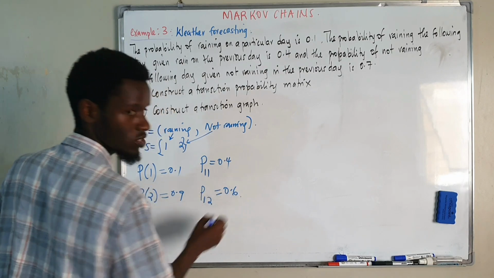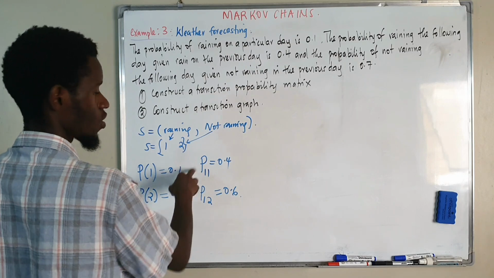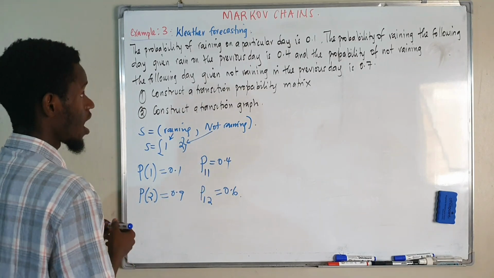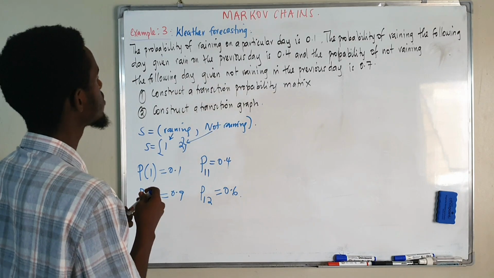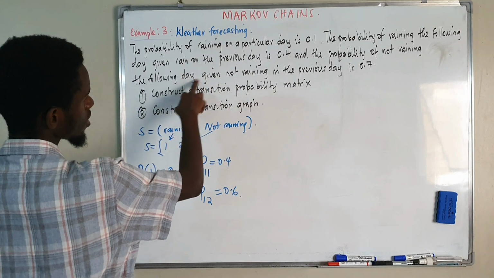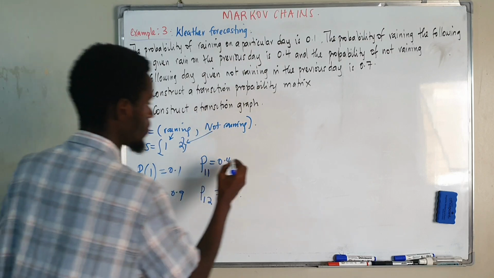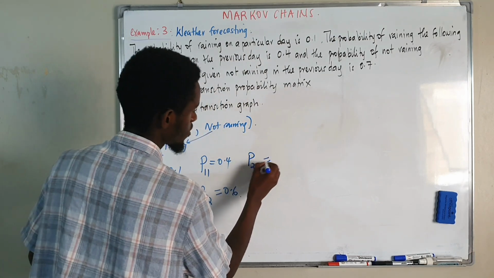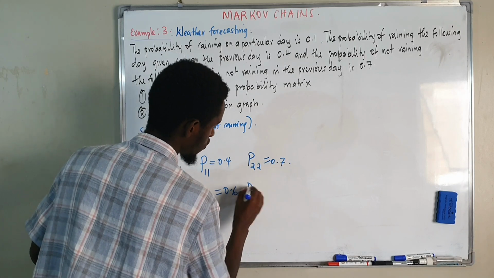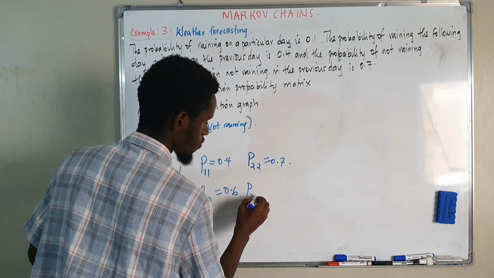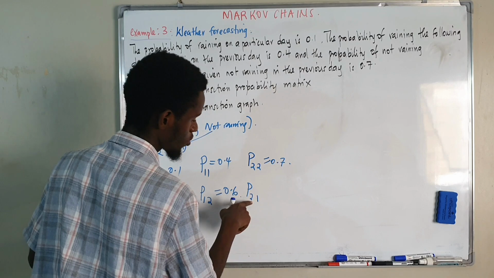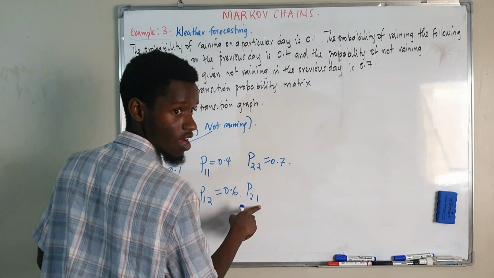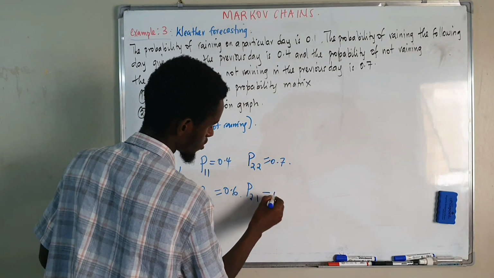We say that the whole row must sum to 1, so 1 minus 0.4 gives 0.6. The other statement says the probability of not raining the following day, given not raining the previous day, is 0.7. Therefore, the probability of raining the following day, given not raining the previous day, is 0.3.